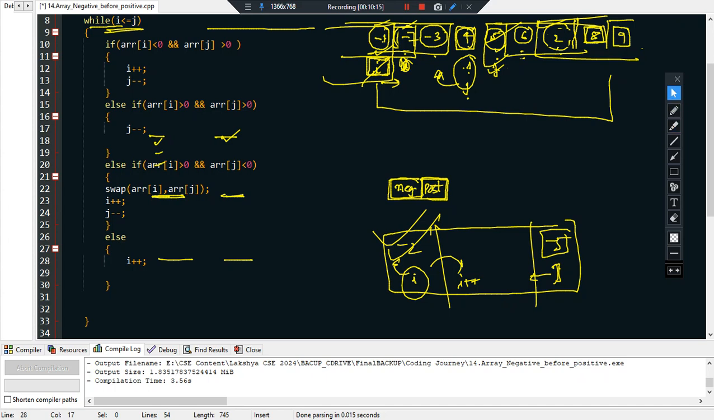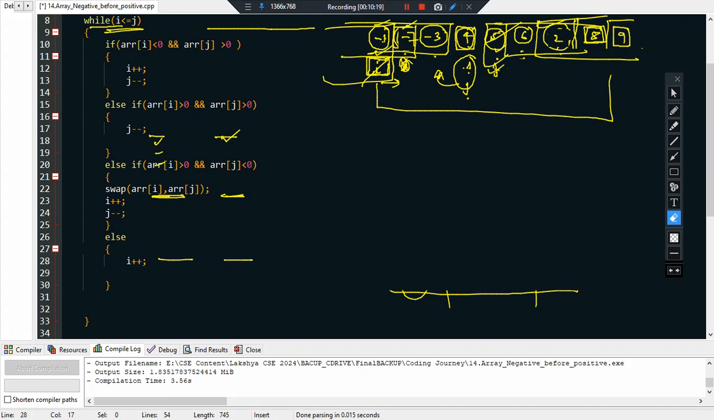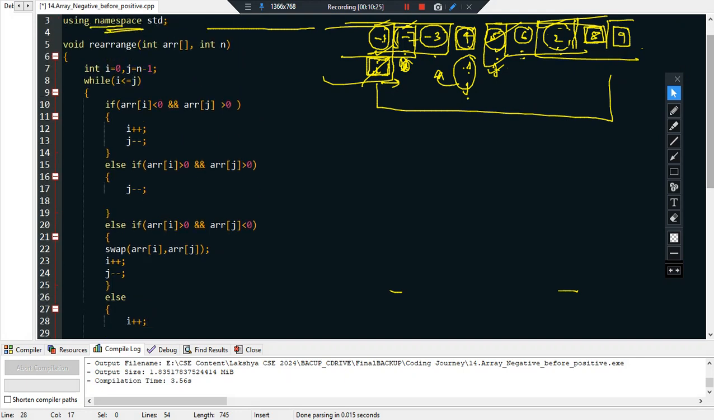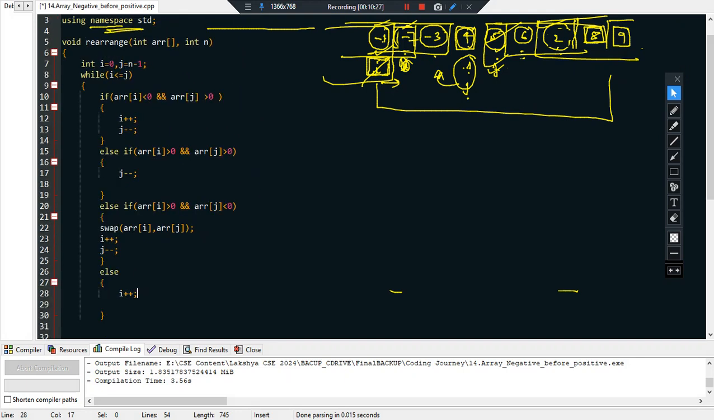Now you can also see that the relative position of the elements has been disturbed, it has been changed, right? So let me just clear this particular code. Okay, let me just decrease the size of the screen. Yeah, it's fine. So yeah, this is how we can solve this particular problem using the two pointer approach.